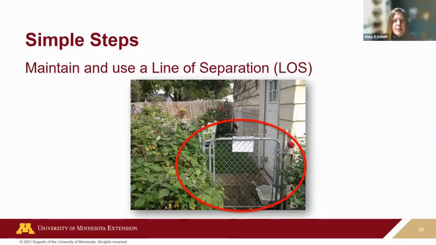And our final step is to maintain and use a line of separation. This is a term that was introduced to our commercial industries after the 2015 outbreak, and I'm doing my darndest to help introduce this term to all of you as small flock owners as well, because it's really a great term, actually, because the line of separation is a functional line that's going to separate your birds that are healthy and free of disease from the rest of the world that is potentially contaminated.